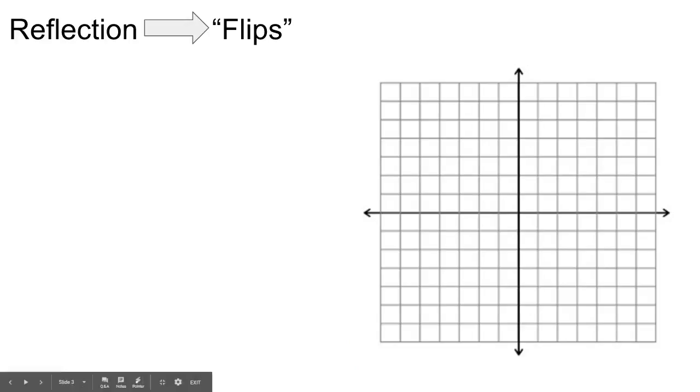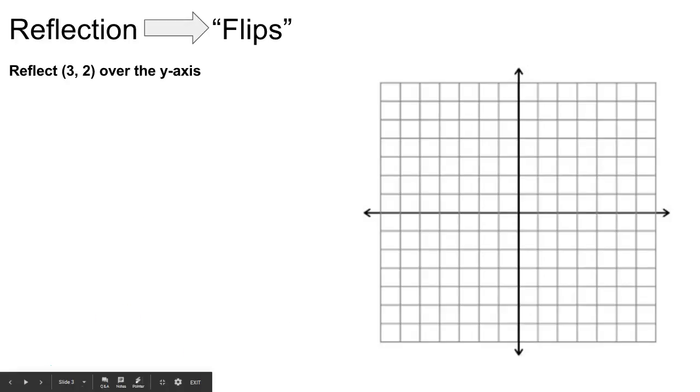With reflecting, reflections, think of it as flips. It's a transformation that flips the figure across a line called the line of reflection. And then each reflected point will be the same distance from the line of reflection. The line of reflection is like the line of symmetry.